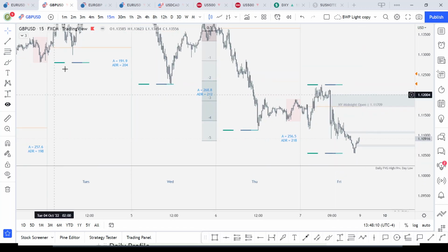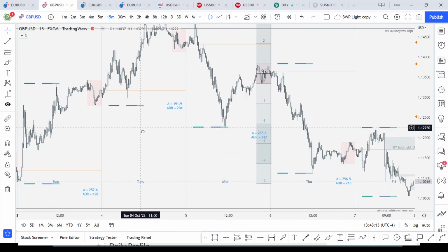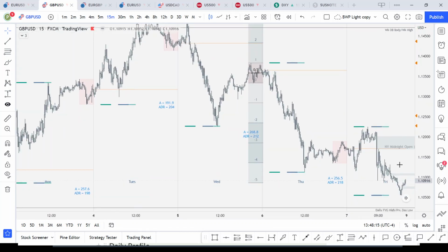So this is the one shot one key for last week. This is what I want to be trading. This is the model I'm going to be trading for the challenge.